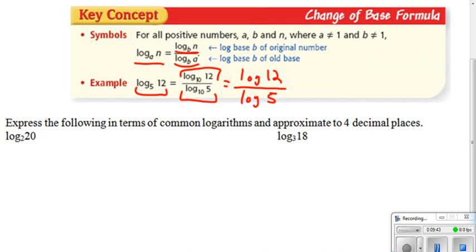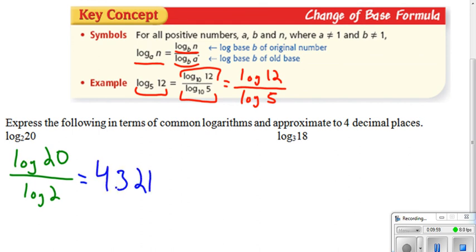If we had log base 2 of 20, we can change that to just log 20 over log 2. Plug that into our calculator. Log 20 over log 2, and that's the same as 4.3219. Again, that's to 4 decimal places, because that's what it asked for here.